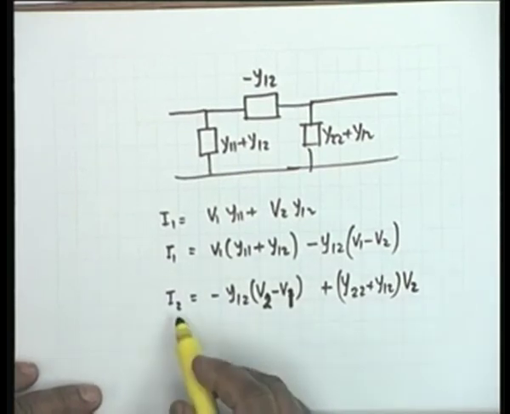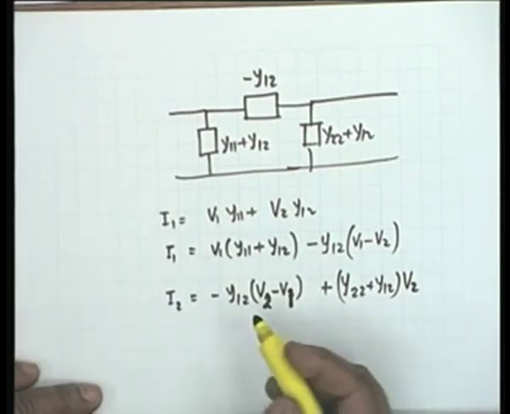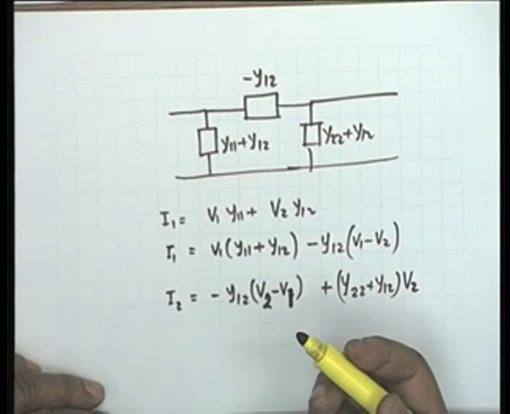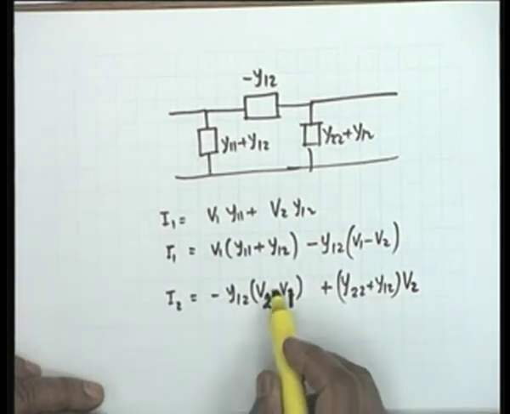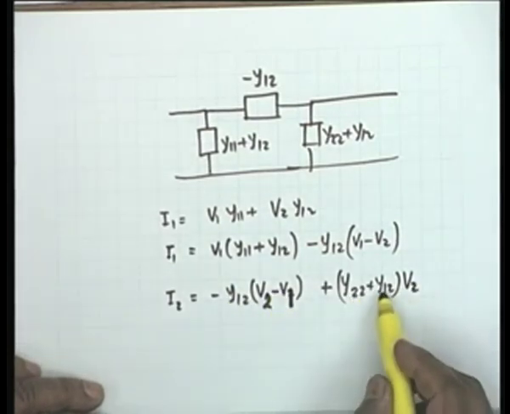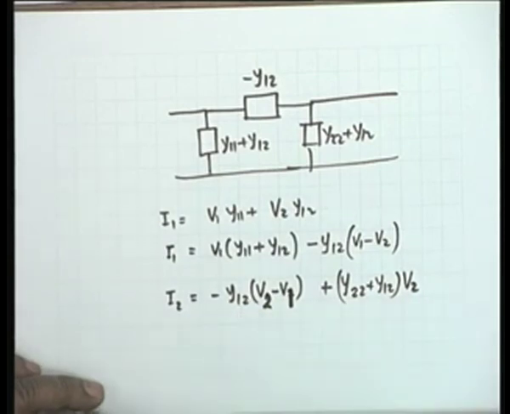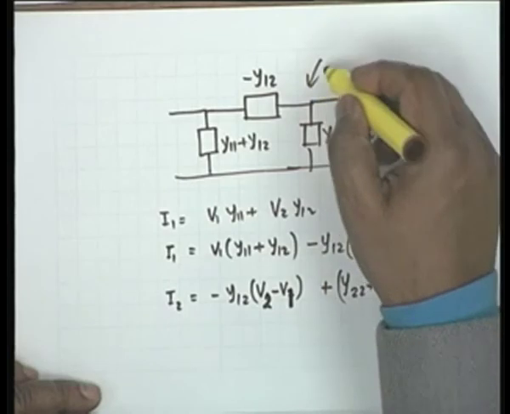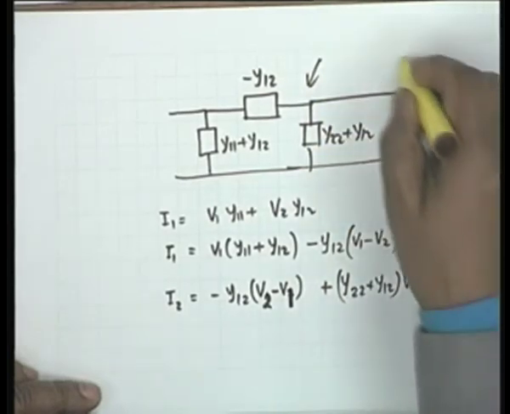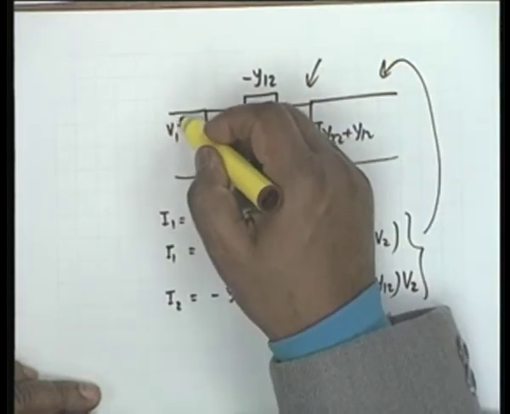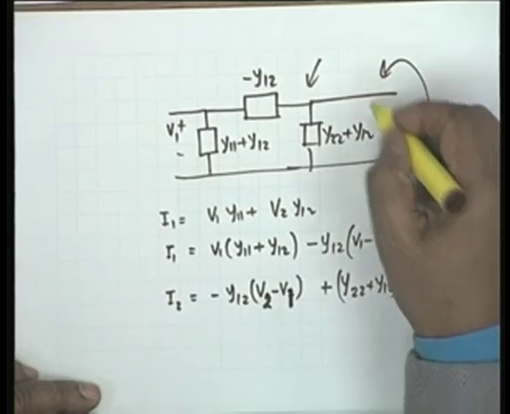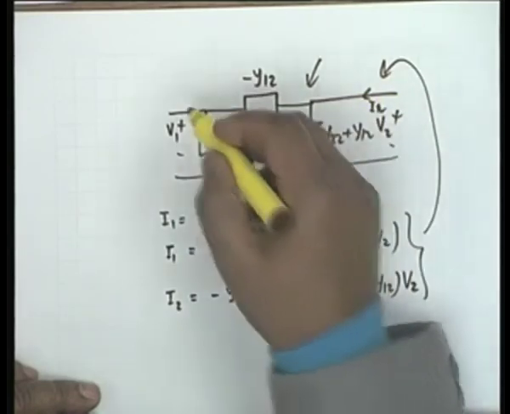Because my other equation is I2 equal to Y21 V1 plus Y22 V2. What I have done is I have added Y12 V2, and I have subtracted Y12 V2. Now don't you see that these two equations are represented by the same circuit, with V1, V2, this is I2 and this is I1.